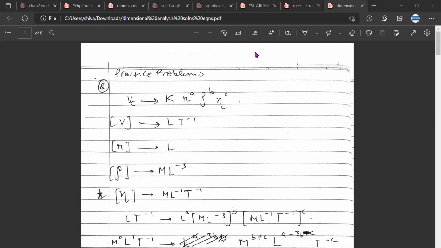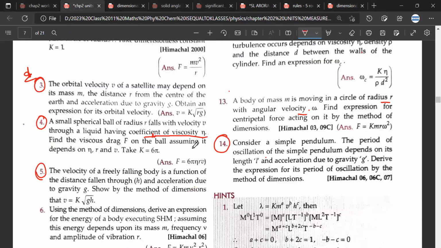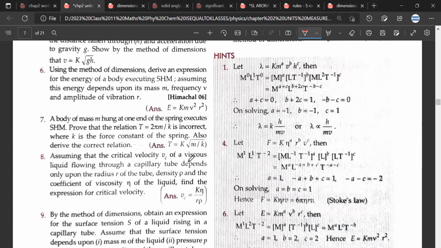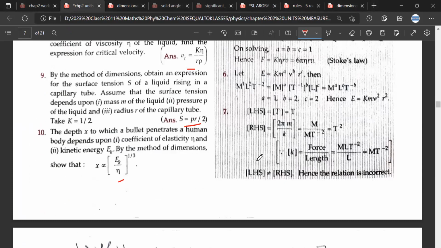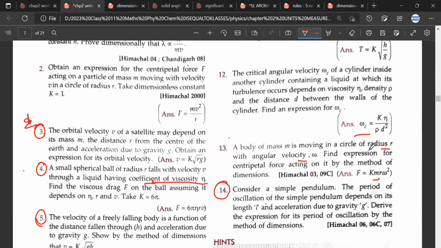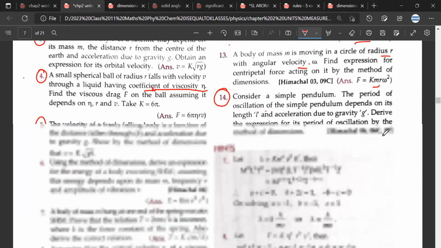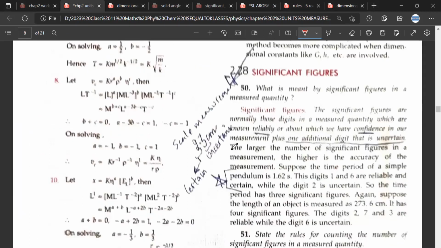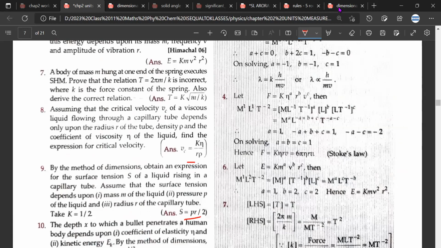Actually, the answers are given in the question, but if you want to match the equations, the answers are given in this PDF. If you see, all the answers are given. But if you want to tally the equations, then you can refer to the solutions. They have solved a few questions here, but there are 2, 3 questions which they haven't solved. Then you can tally from these notes.